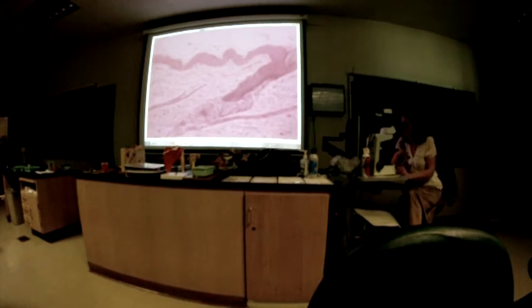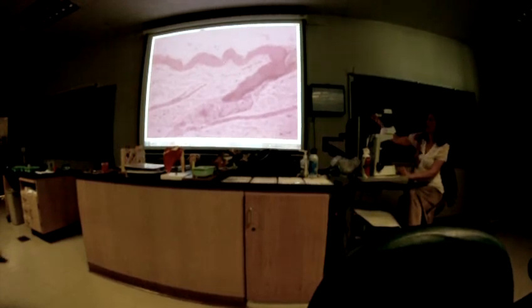The portion that connects to the dermal papilla. Well, no, it's not this. It's this, where it goes down. Where it goes down. Up is the papilla, down is the epidermal ridge. Yep.